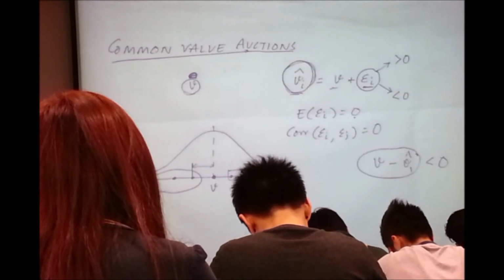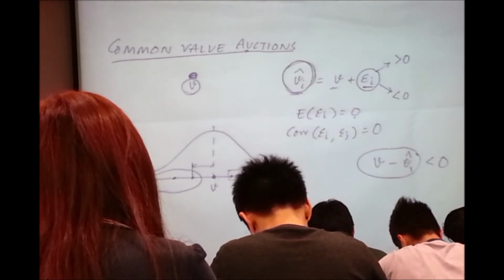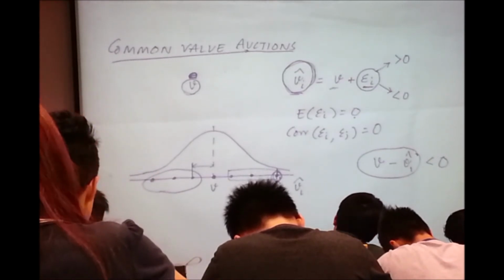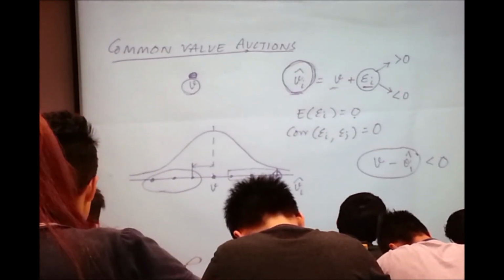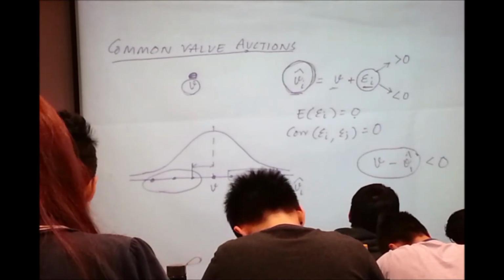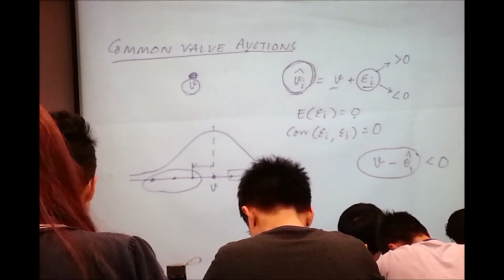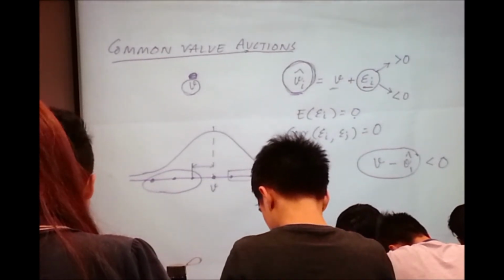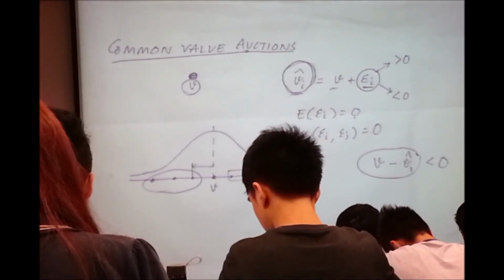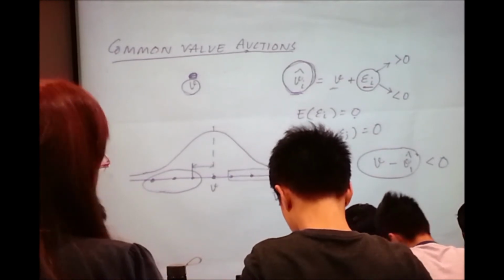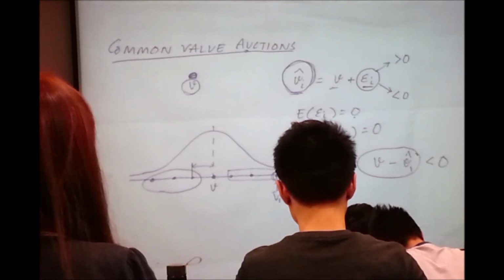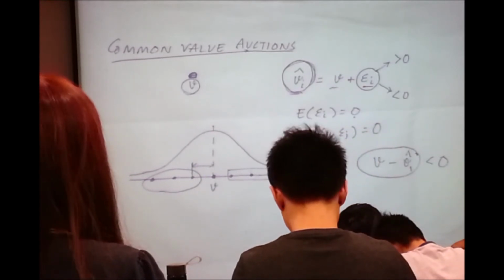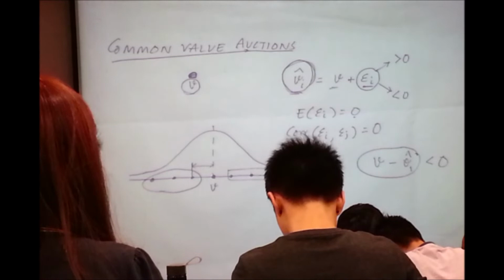On average, if you do the auction many times, then the winner, on average, will have a negative payoff. On average, not for any particular common value auction, but on average, if you conduct the common value auction many times, the winner will have a negative payoff. So what should you do? In order to eliminate the problem of suffering from the winner's curse, what should you do?